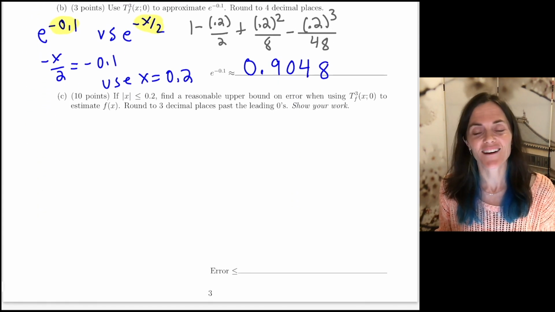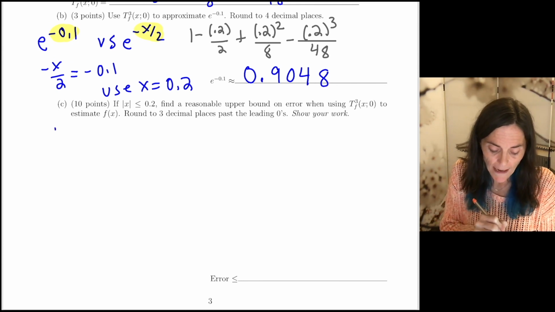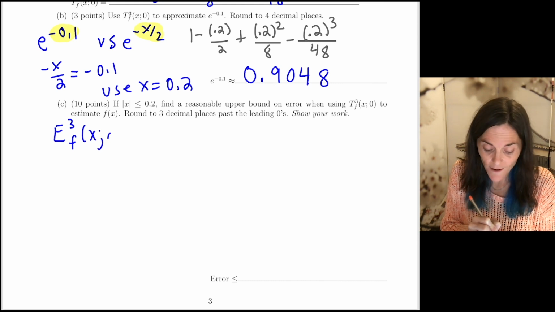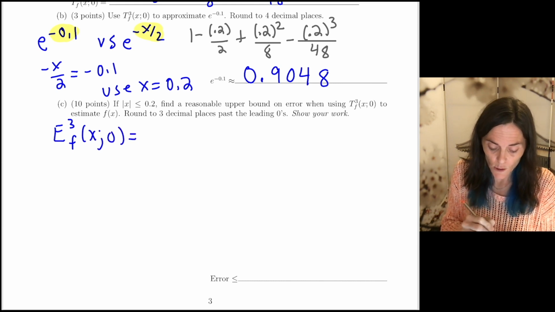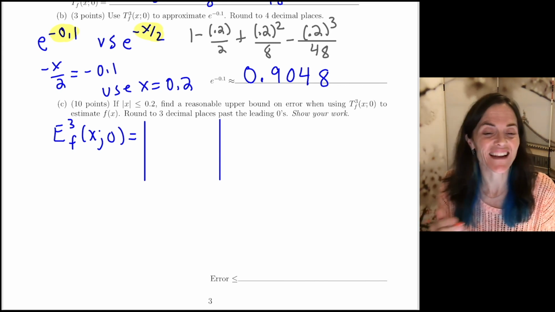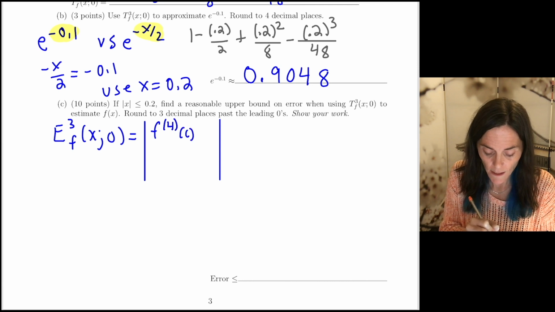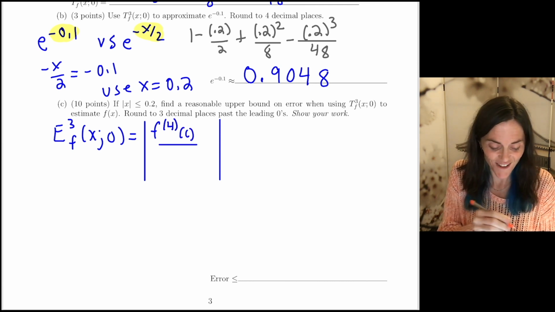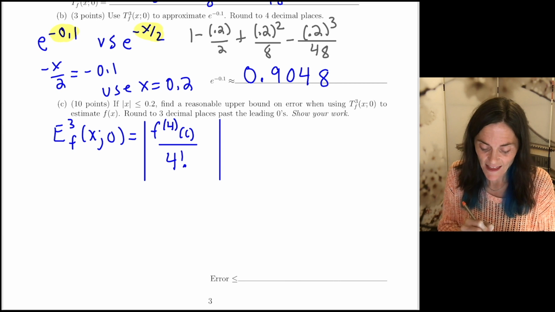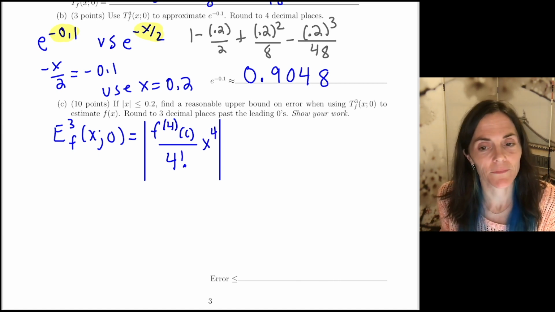Reasonable upper bound on error. Okay, the first step in this is we write out the general form. So this is third order. We have centered at 0, and it looks like this. Don't forget the absolute values, but it looks like the very next term, which was the fourth derivative at some c over 4 factorial. And then we have x to the fourth, okay, because my center is 0.